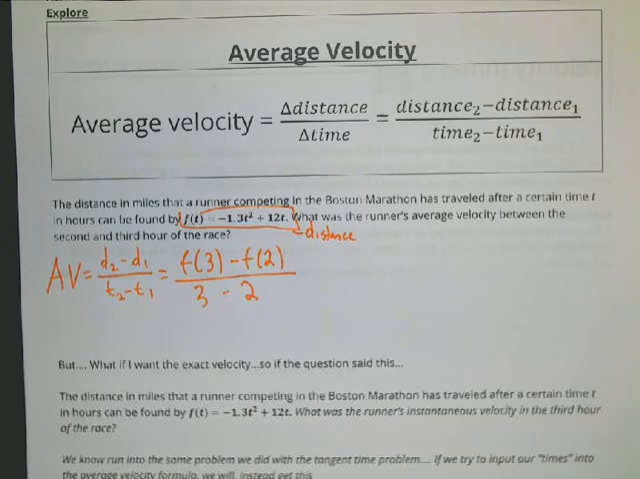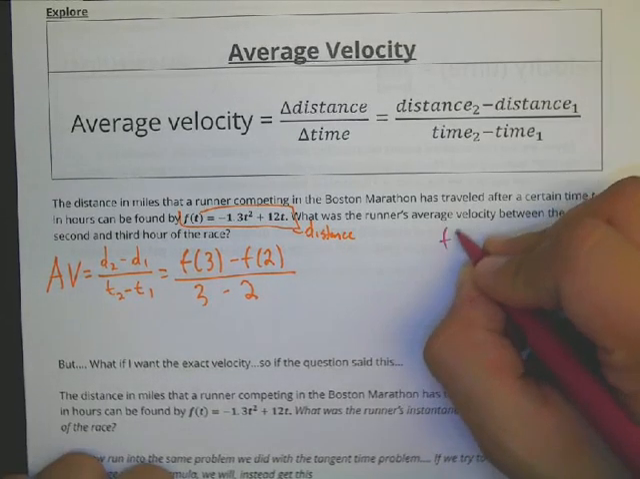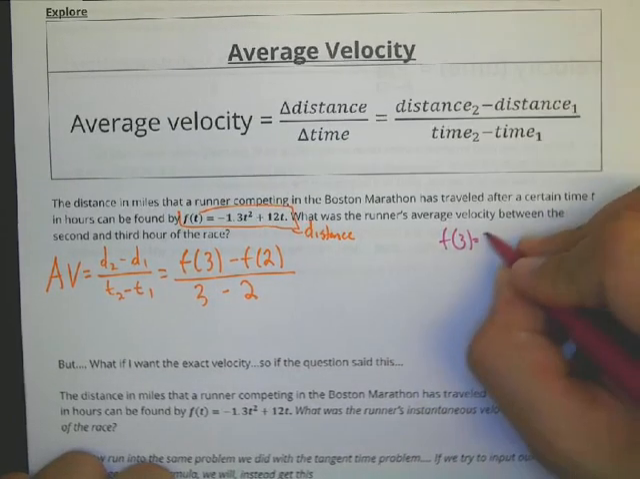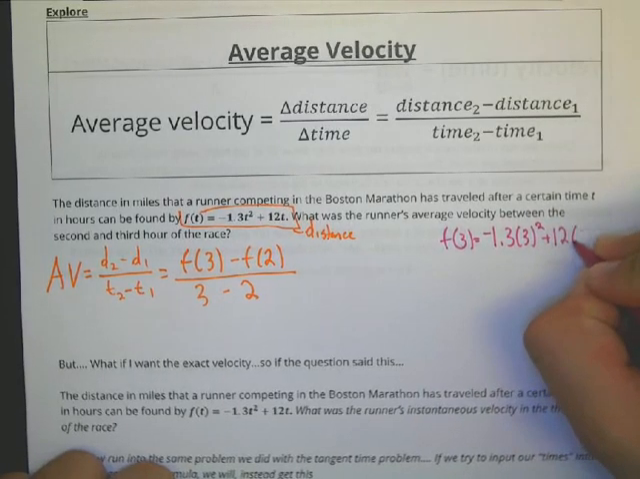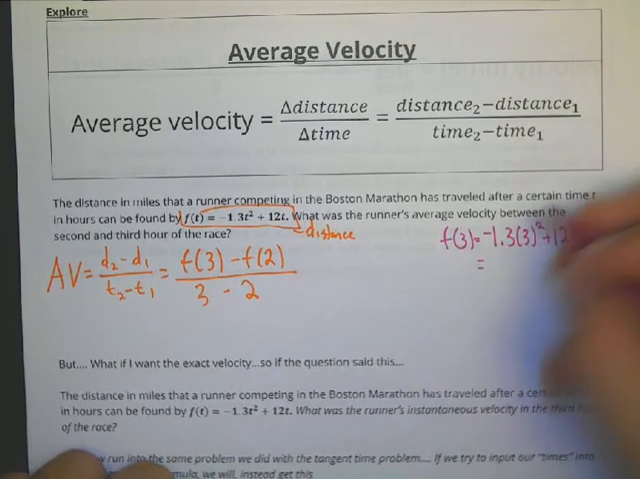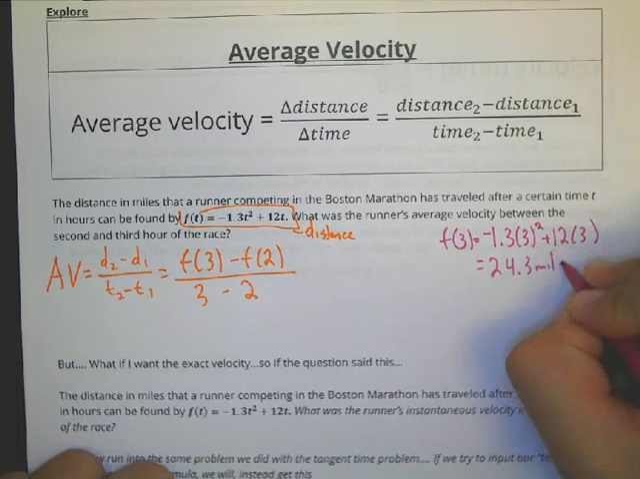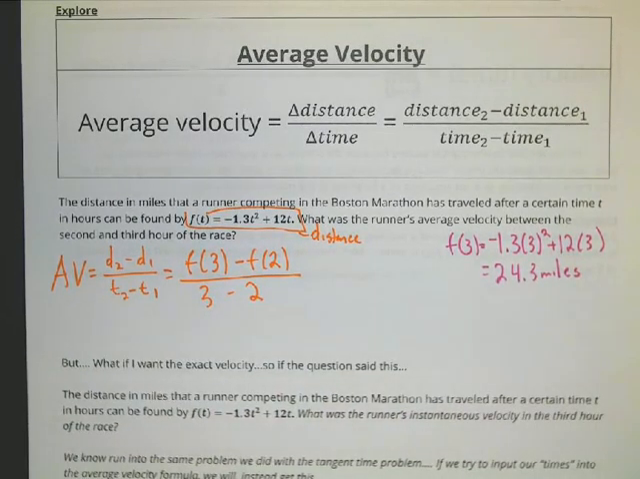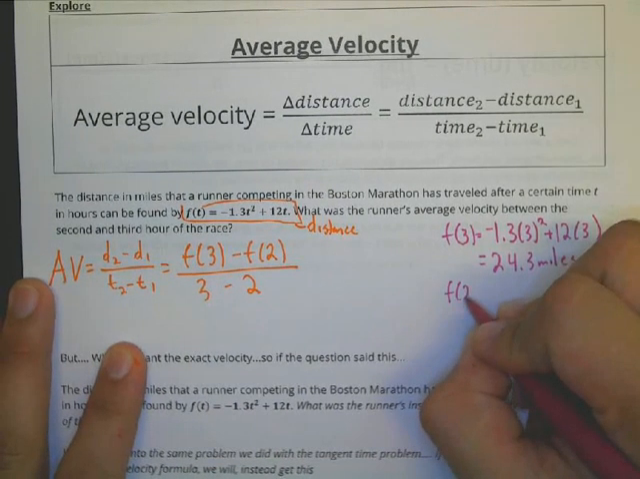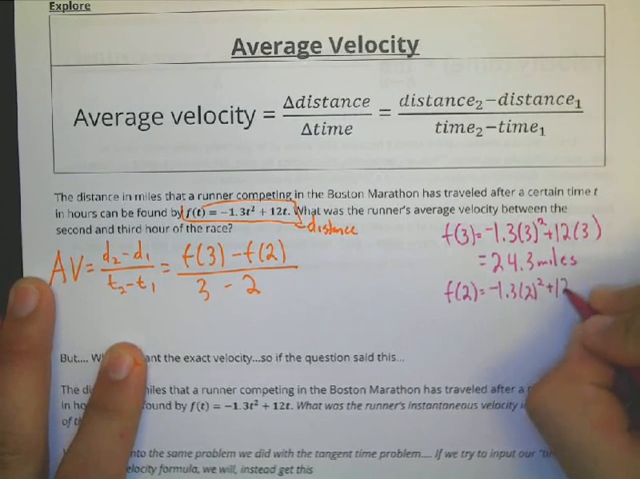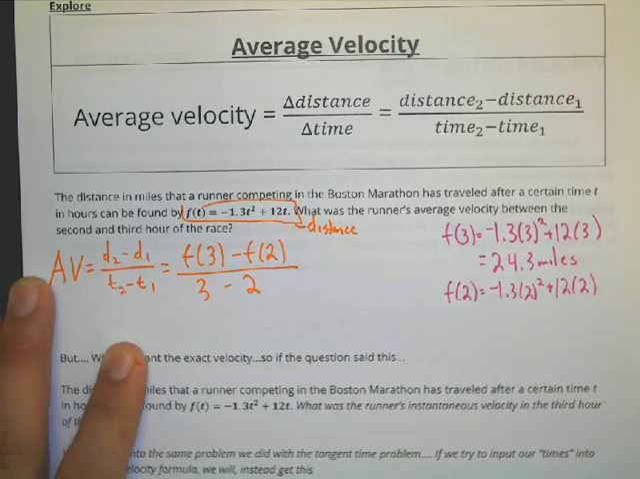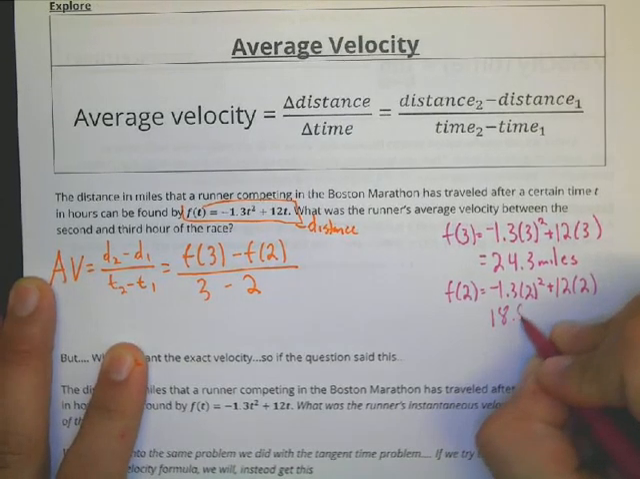All right, so we plug this into the formula. We say f of 3 is equal to negative 1.33 squared plus 12 times 3. That's going to give you 24.3 miles. And if I plug in 2, negative 1.3 times 2 squared plus 12 times 2, that's going to give you 18.8 miles.